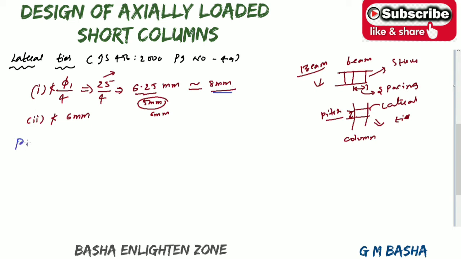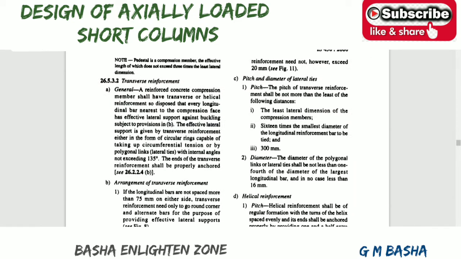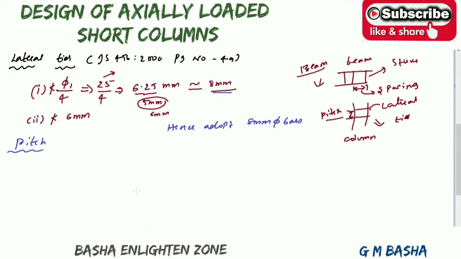And the next point is pitch. Already I told you pitch is meant for the spacing. Hence we adopt 8 mm dia bars. For pitch, what are the conditions mentioned? The pitch of the transverse reinforcement shall be not more than the least of the following, meaning the distance shall be not more than these conditions. The first condition is the least lateral dimension of the compression member.